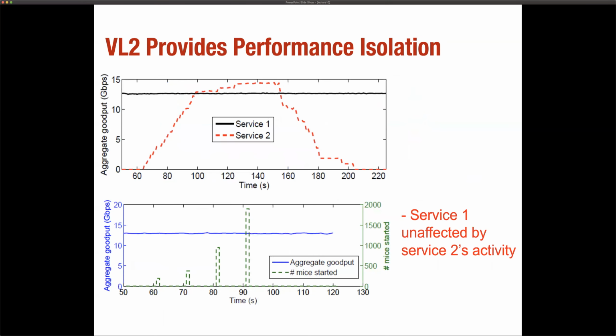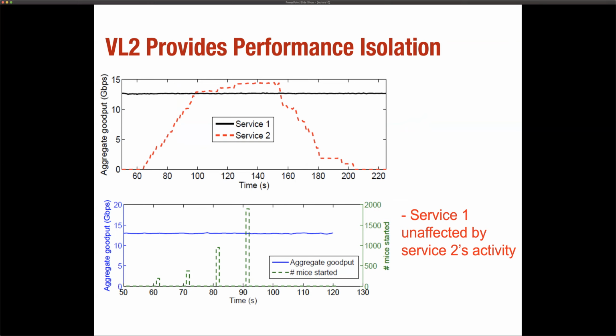The second is about demonstrating that VL2 is providing performance isolation. And that's something we discussed earlier: if the requirements for a particular service increase, that should not determine the performance of the other parts of the network, right? So this experiment is actually demonstrating that.